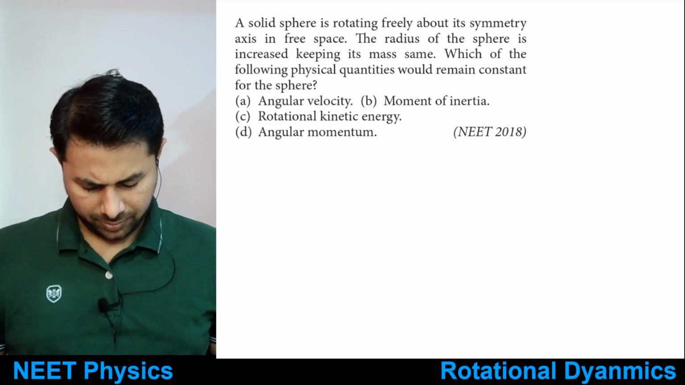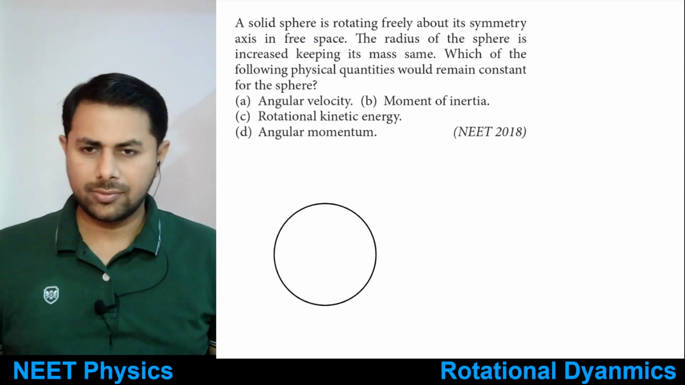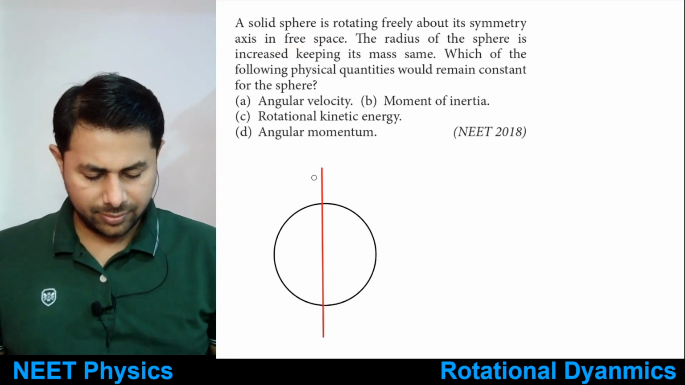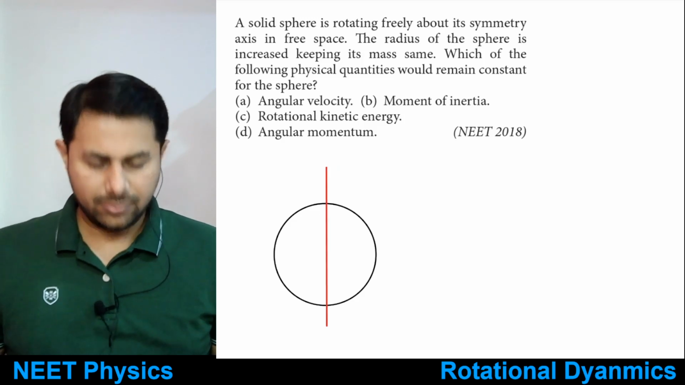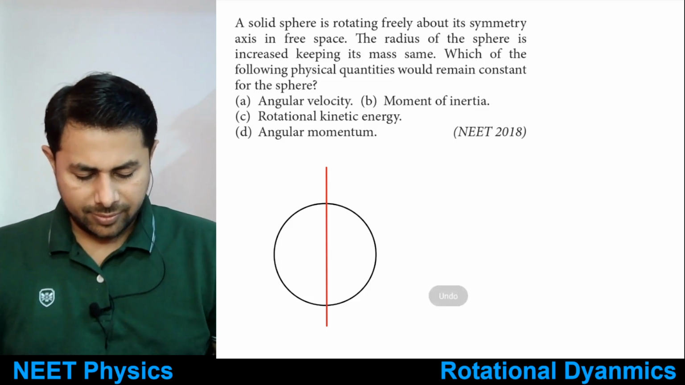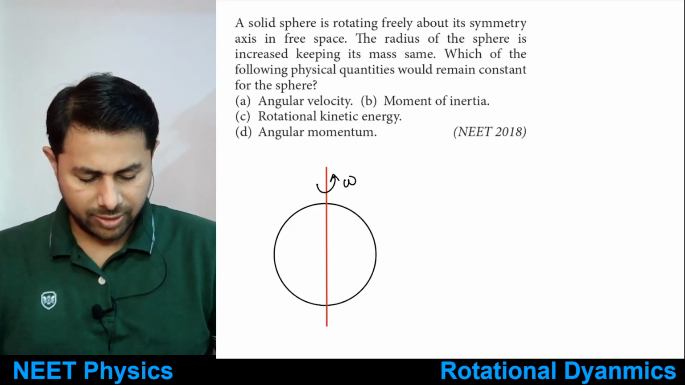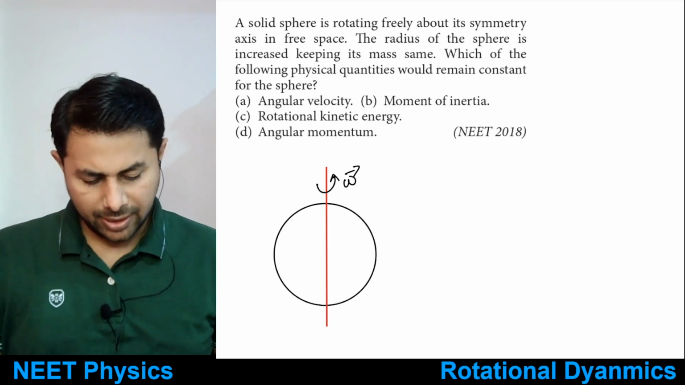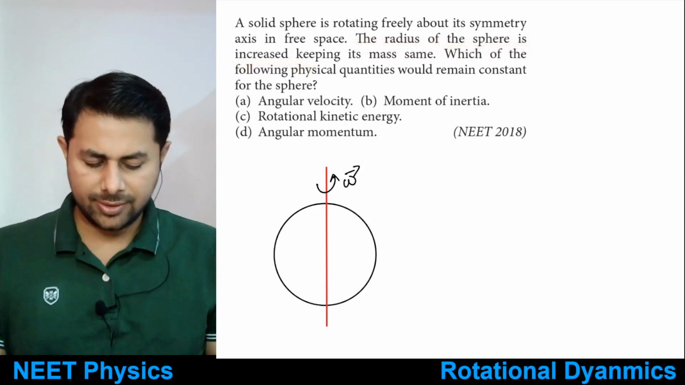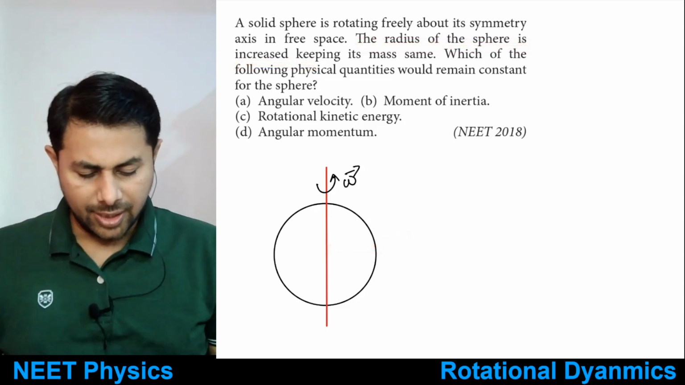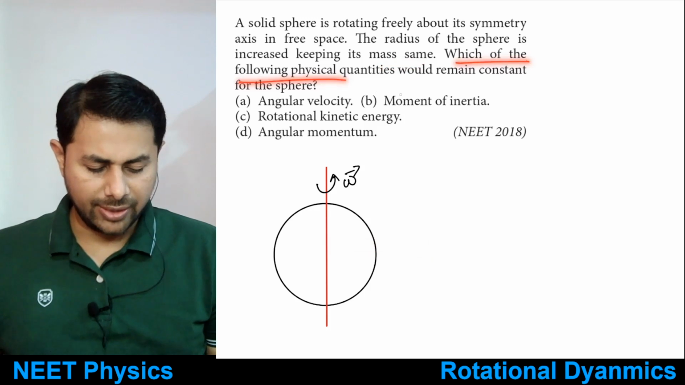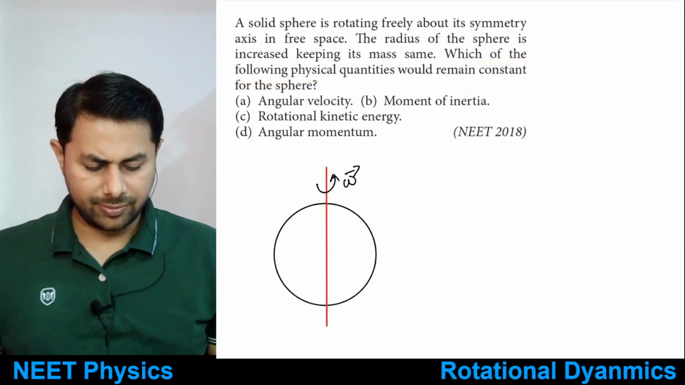A solid sphere is rotating freely about its symmetry axis in free space. Symmetry axis means the natural axis which is passing through its center. So the solid sphere is rotating like this with angular velocity omega. So option A, angular velocity. The radius of sphere is increased, keeping its mass same. Which of the following physical quantities would remain constant? This is the question.